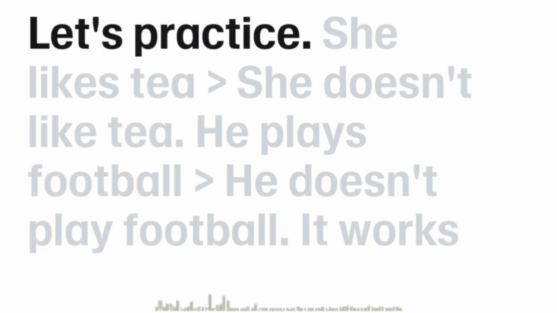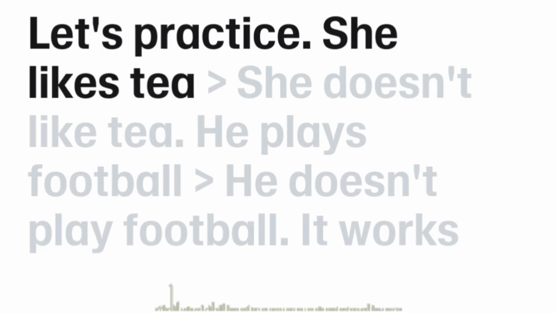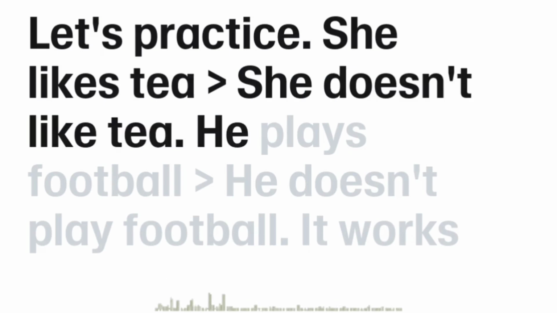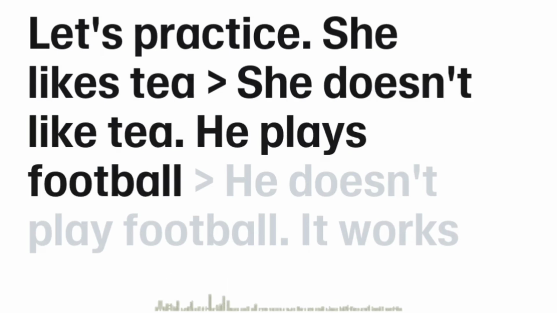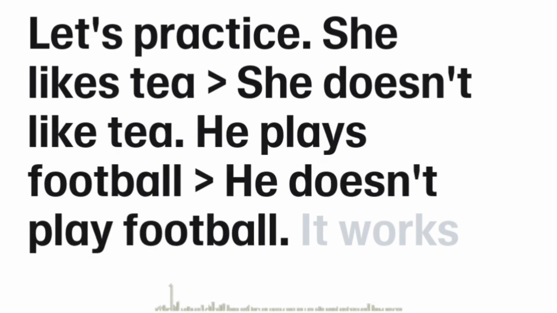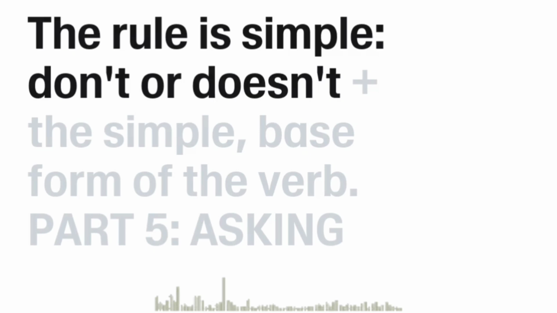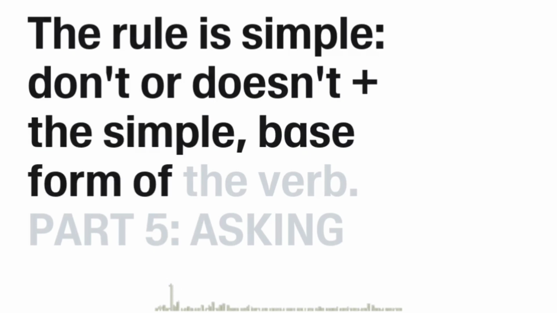Let's practice. She likes tea. She doesn't like tea. He plays football. He doesn't play football. It works. It doesn't work. The rule is simple. Don't or doesn't plus the simple base form of the verb.